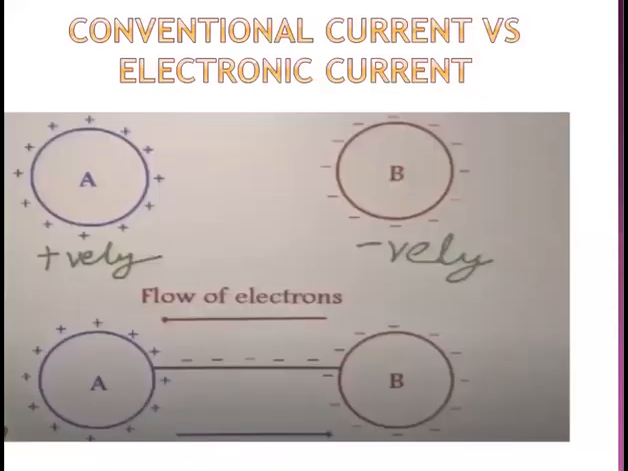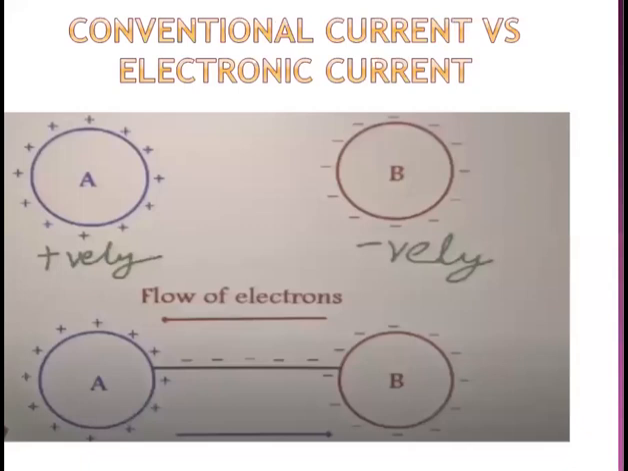In a similar manner, when we consider two bodies that are differently charged, that is, a body with an excess of electrons is negatively charged, and a body with a deficit of electrons is positively charged, and when we connect them, we will find that the electrons flow from the negatively charged body to the positively charged body, as you can see. And conventionally, it has been considered that the current flows in the opposite direction to the electron flow.